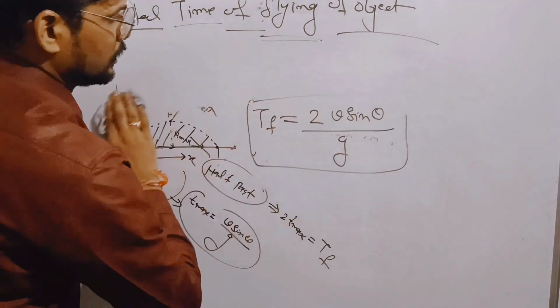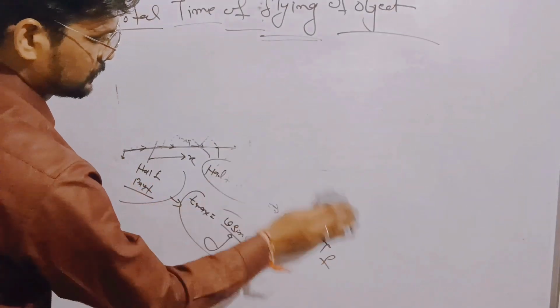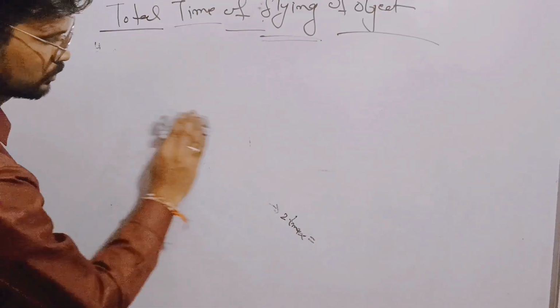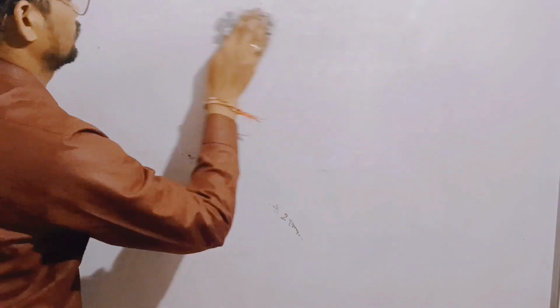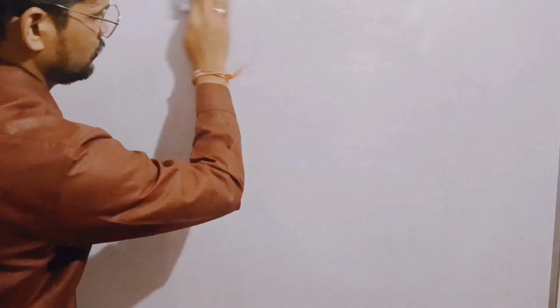This is a trick: this is the half part of the projectile motion. This is the first part, T maximum is equal to v sin theta upon g. And TF is equal to 2 T maximum.